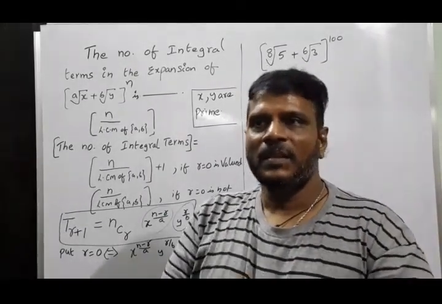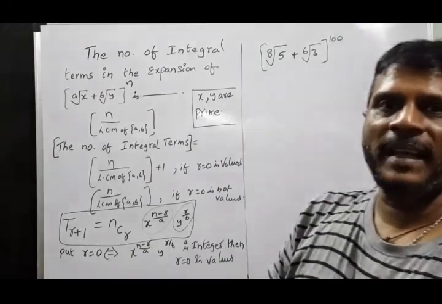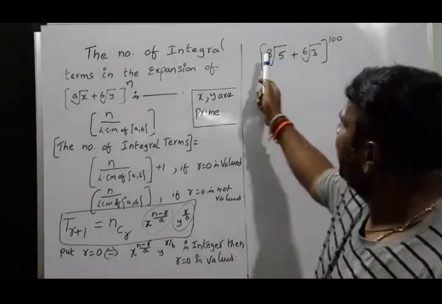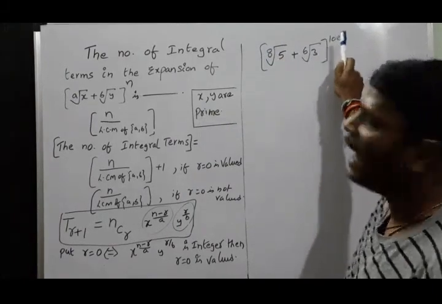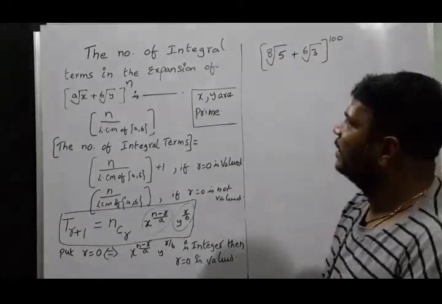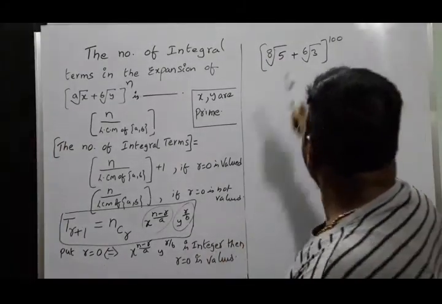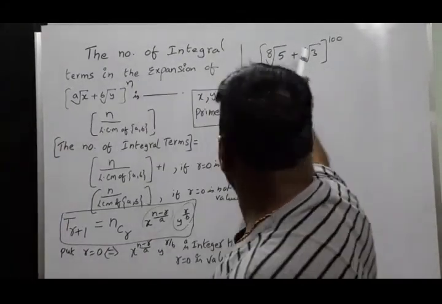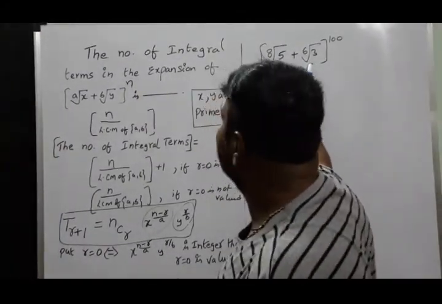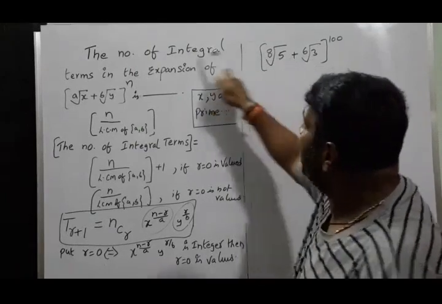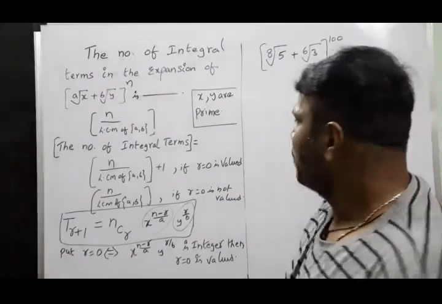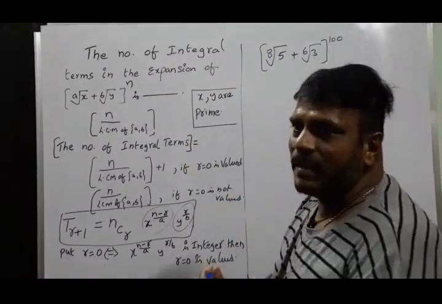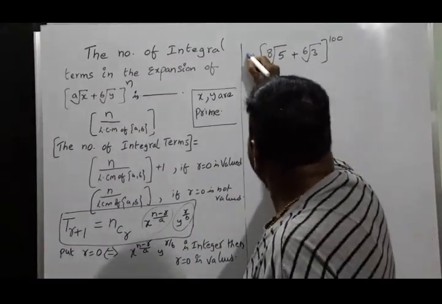Okay, so I am going to explain the second example: 8th root of 5 plus 6th root of 3, whole power 100. How to find the number of integral terms in this expansion, as well as how to find the number of irrational terms in this expansion. So this is the second example I am explaining.